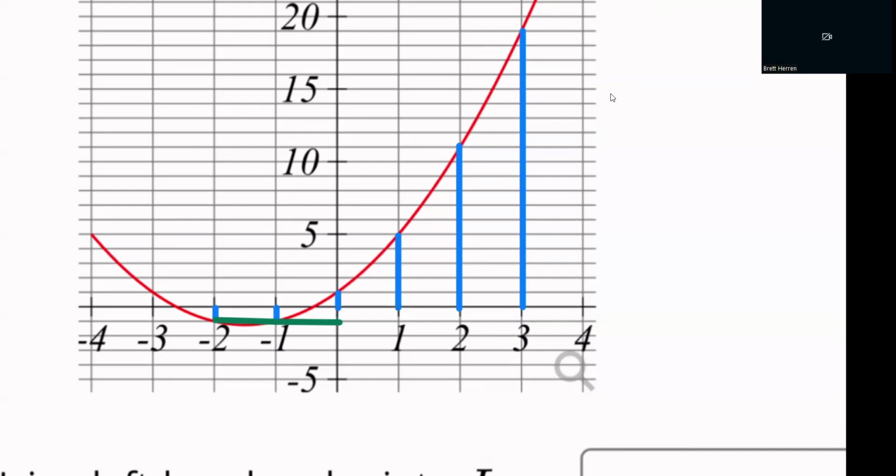Oops, let me try that again. I'm supposed to go from where it hits the curve. Here, straight over. Here, straight over. Here, straight over. So I go where it hits the curve, straight over on the left. Okay? And then we have little rectangles for each of those.